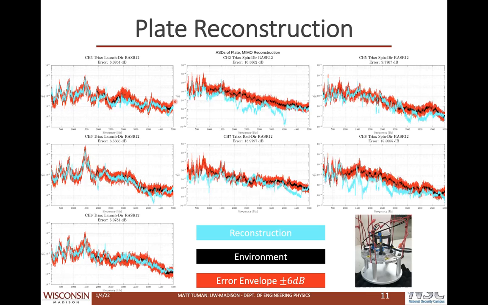However, when we look at the response for the accelerometers in the off-launch directions on the plate, we notice that our reconstruction accuracy is significantly worse. So this suggests that it was difficult to control the structure in these directions with the number of shakers we were using.